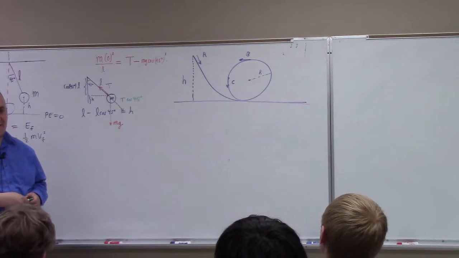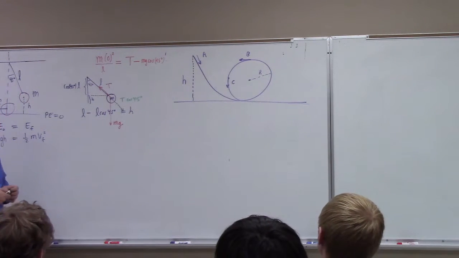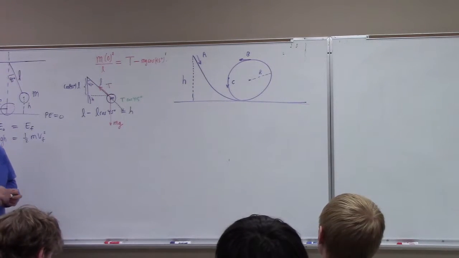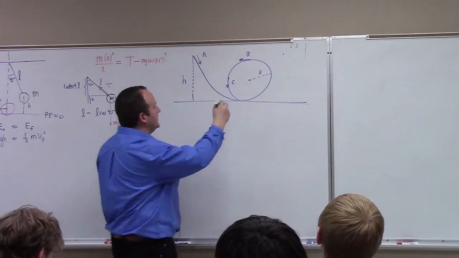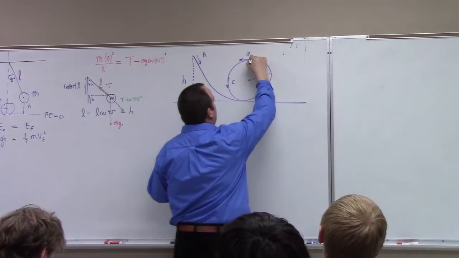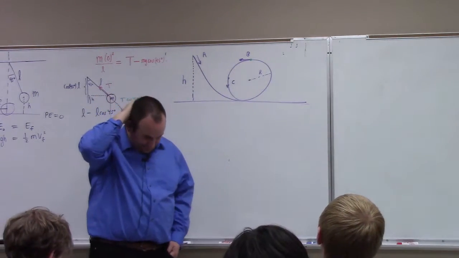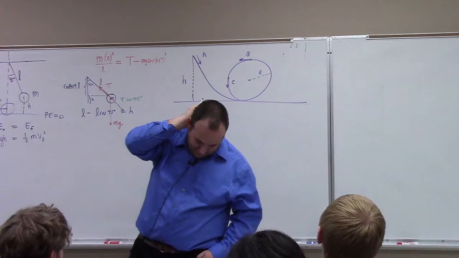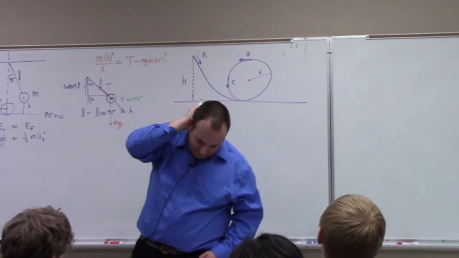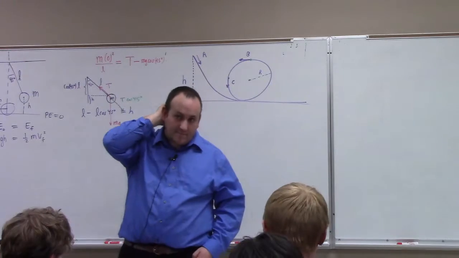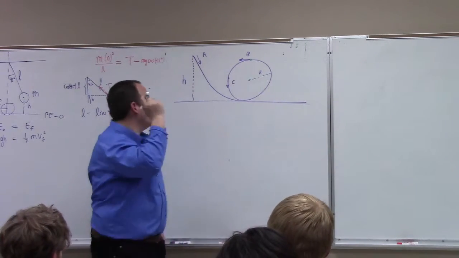I'm not just looking for answers in here, right? It's the journey, not the answer, that matters in some sense. So what you've got to do is think about the top point here. We don't want it to fall off. What does that mean? It's mv squared over r.